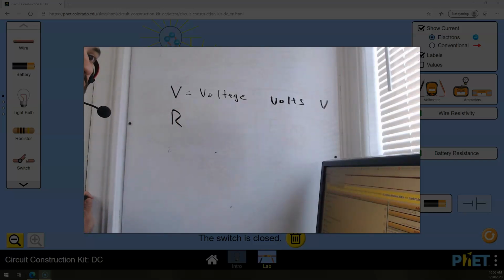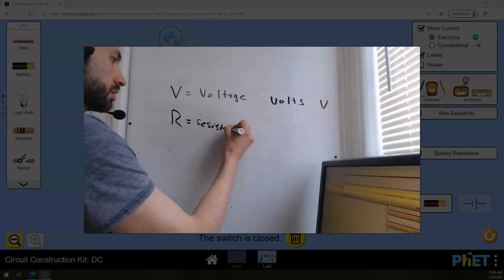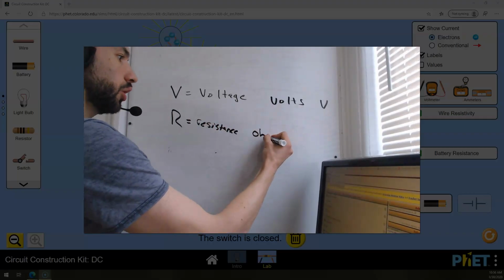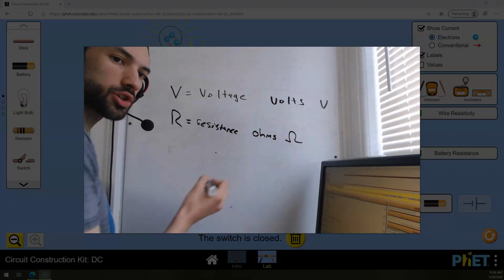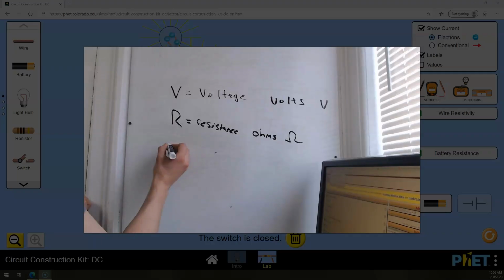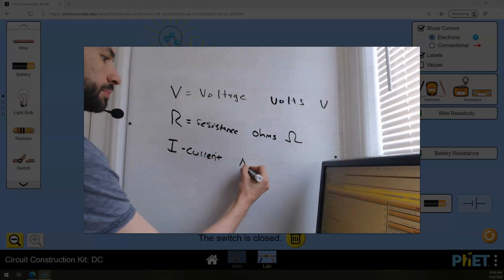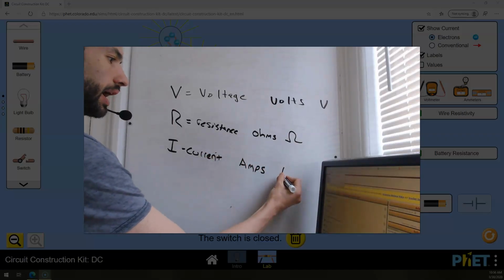Resistance is represented by an R. The units for resistance are called ohms, and it's like this funny horseshoe thing, okay? It's an omega. Current, we represent current with an I. The units are amps, and they're given by an A.